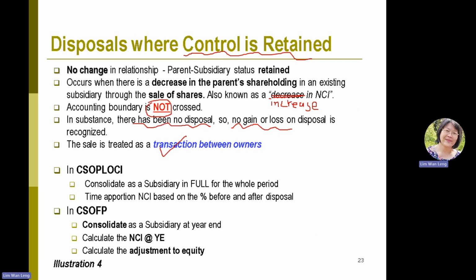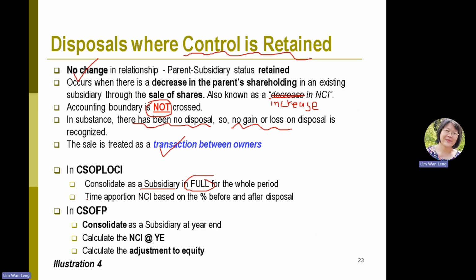When you have a subsidiary status, after the second acquisition, you're still a sub, control is retained. No need to calculate gain or loss on disposal. We just make a transfer between the owners. Since the status as a subsidiary has not changed, we just consolidate for the whole period. Even though the first 6 months you are having 90%, second 6 months you are having only 80%, you're still a sub, you just consolidate for the full period.